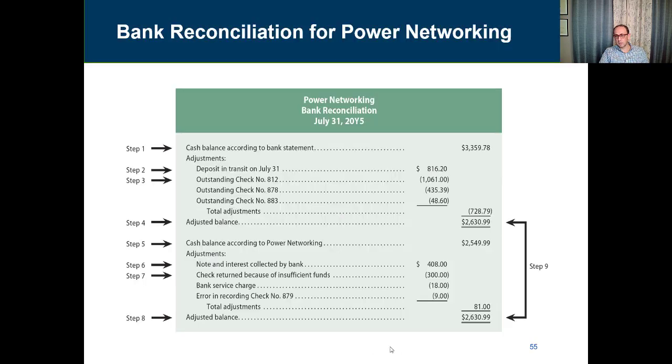That's why on the bank reconciliation here, you see the error in recording check number 879, we have a minus $9. So we add these four numbers and it turned out to be a positive value, $81. So we add the 81 to the $2549.99 and we got $2630.99. We make sure that it matches what we have in step number 4, and we are correct. So we've done everything correct. Bank reconciliation should always, always, always match. If they don't match, then we made a mistake.